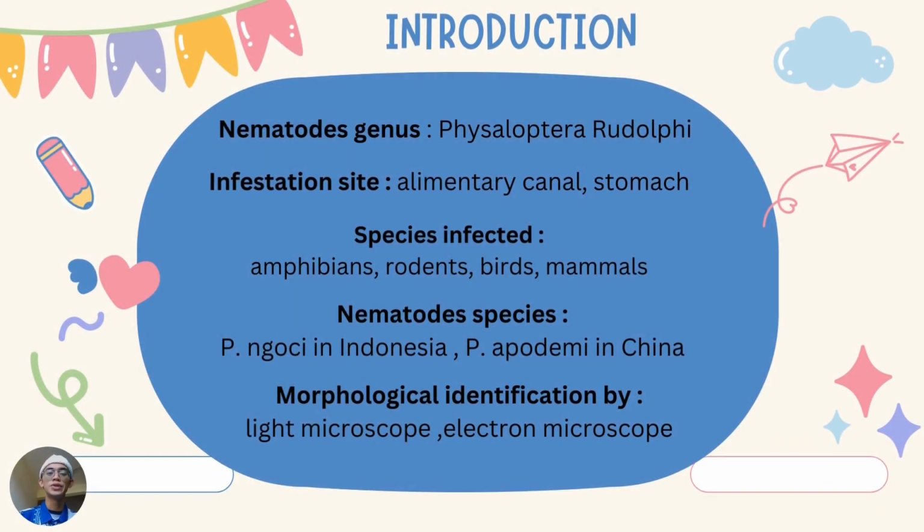So for the introduction, the nematode genus is Physaloptera. The infestation site of this nematode is the alimentary canal, mainly at the stomach. The species infected are amphibians, rodents, birds, and mammals. Nematode species found are P. ingens in Indonesia and P. apodemi in China. The morphological identification is by light microscope and electron microscope.